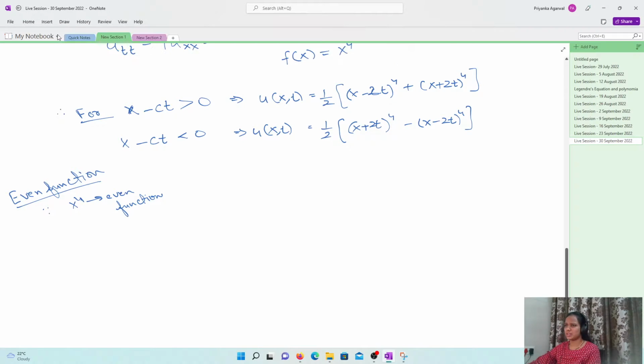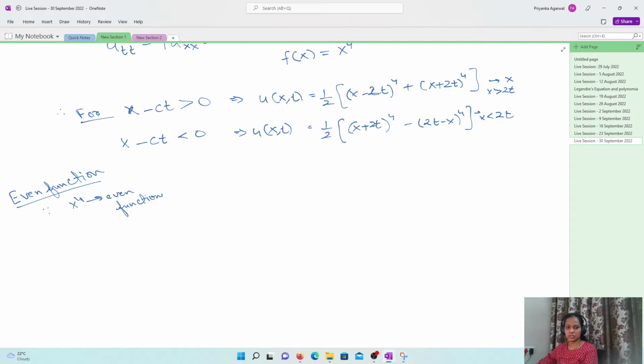Let's keep it in the conventional form, although it won't matter much. But let's write it as ct minus x only, so 2t minus x. So we clearly know that this is for x greater than 2t, and this is for x less than 2t, right?